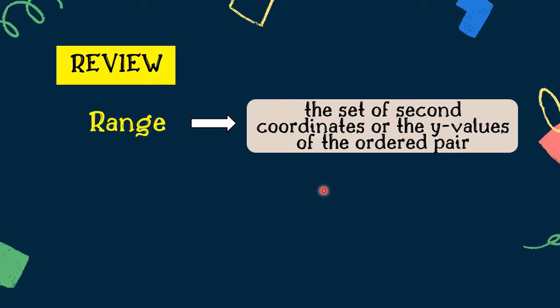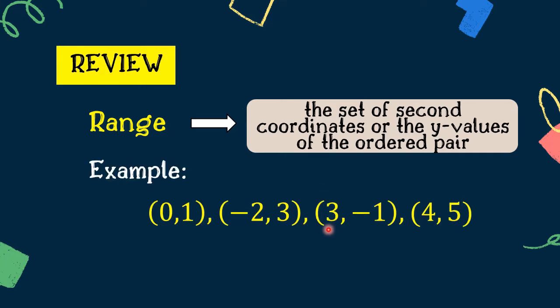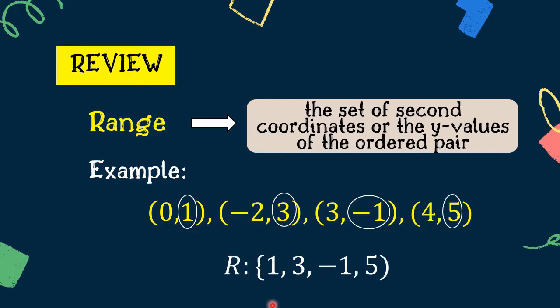While the range is the set of second coordinates or the y values of the ordered pair. From our previous example, we can identify the y values, which are 1, 3, -1, and 5. Therefore, we can conclude that the range includes 1, 3, -1, and 5. Notice that these values are the second coordinates in the ordered pairs from the given example.